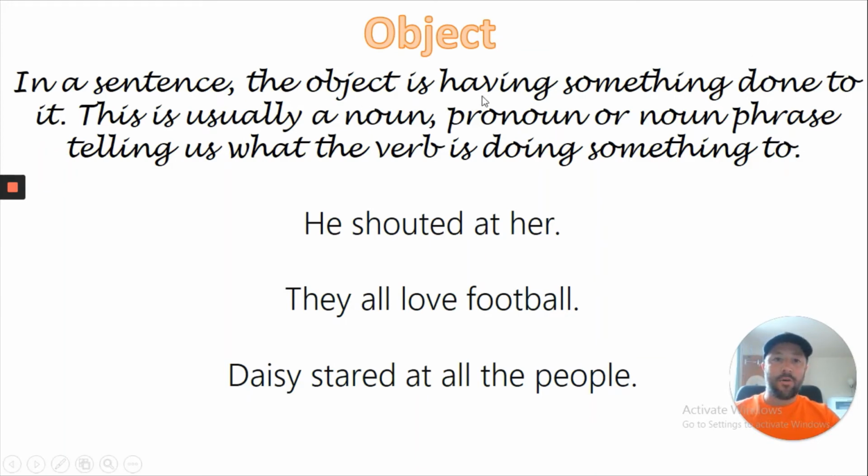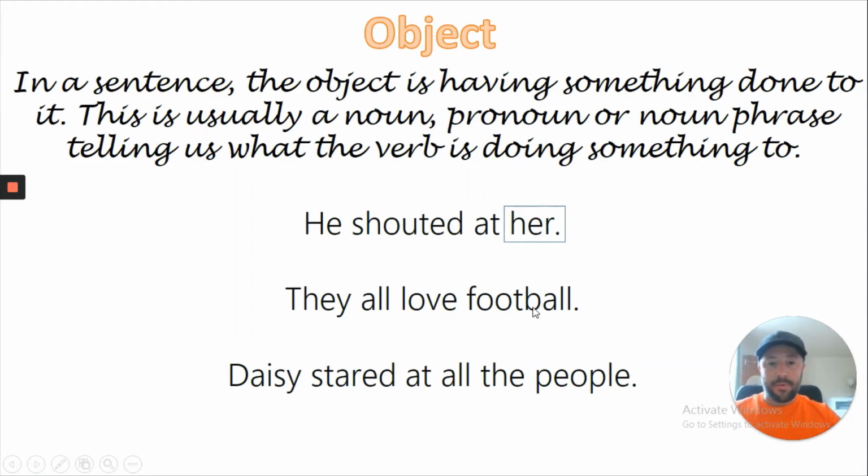In a sentence, the object is having something done to it. So this is usually a noun, pronoun, or noun phrase telling us what the verb is doing something to. So the verb is doing something to somebody because a verb is a doing word. So if we look at this first one here, "he shouted at her", shouted is our verb. Because the verb is being done to her, we can see that her is our object.